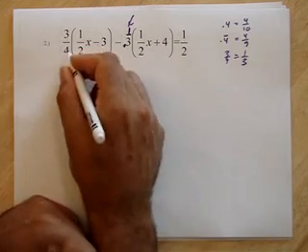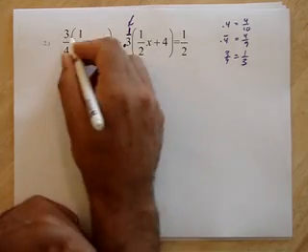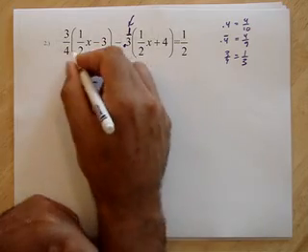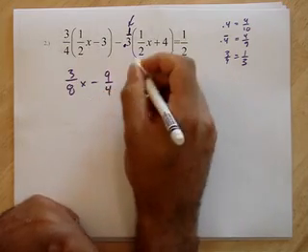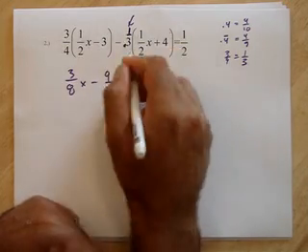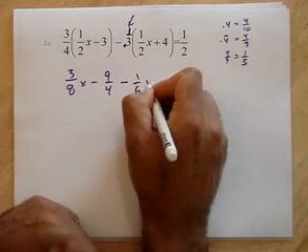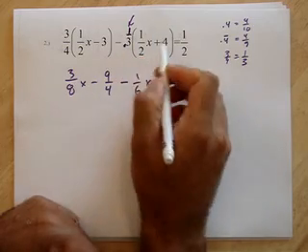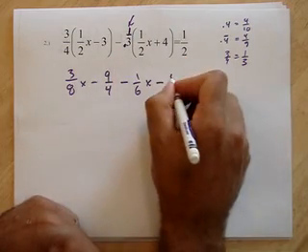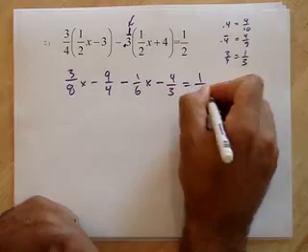3 times 1 is 3. 4 times 2 is 8. x minus 3 times 3 is 9 over 4. Now I'm going to distribute a negative 1/3. Negative 1/3 times 1/2 is going to be negative 1 over 6x. And then negative times a positive is going to be a negative 1. I get 4 over 3 equals 1/2.